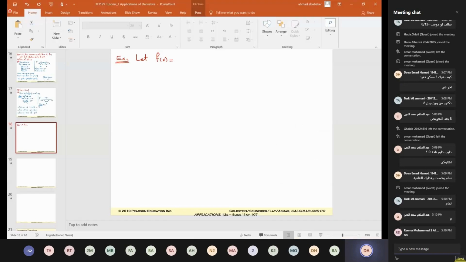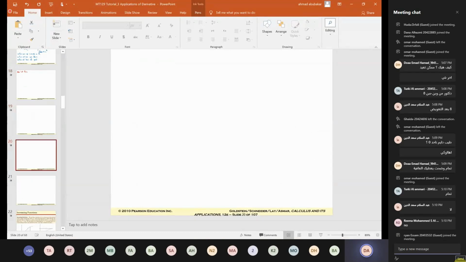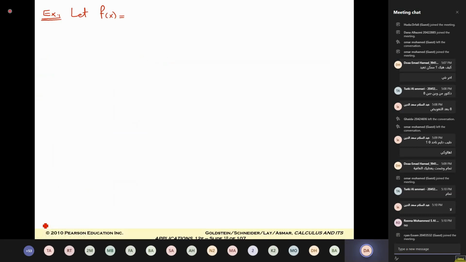Example. Let f of x equal 1 over 4 x to the power 4 minus 6x square plus 16.